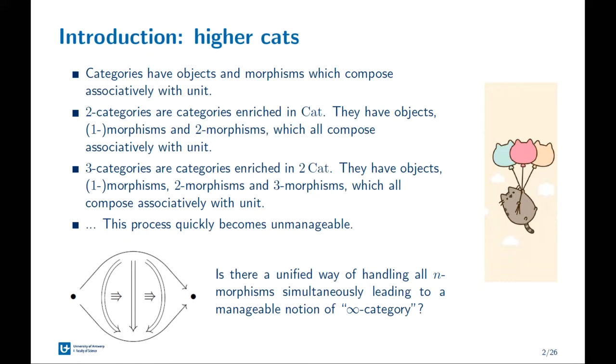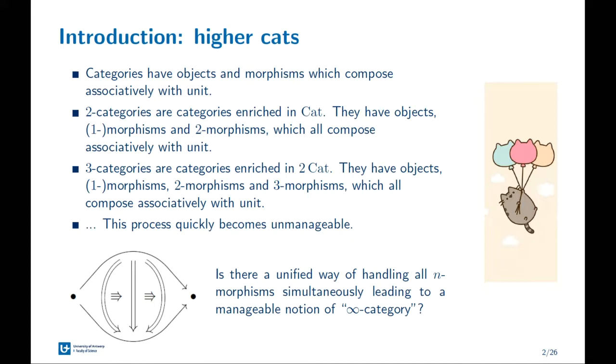Some examples, usually from a topological nature, will naturally have some higher structure, even higher than three categories or above. But if you try to keep doing this iterative enrichment, this process quickly becomes unmanageable. There's just too much data to keep track of, too many coherence conditions that need to be satisfied. So it becomes a natural question to ask whether there's some kind of unified way of handling all of these n-morphisms in all these different dimensions simultaneously, which would then lead to a manageable notion of so-called infinity category.